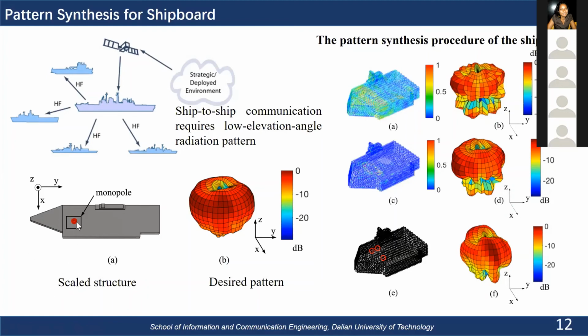So at first, we just put a monopole simply in front of the shipboard. And then we got a radiation pattern like this. We set this as the desired pattern. But in the real practical implementation, we really don't want such a monopole because it will be very, very high on the shipboard. So we get rid of this monopole, and we just have the shape of the shipboard.